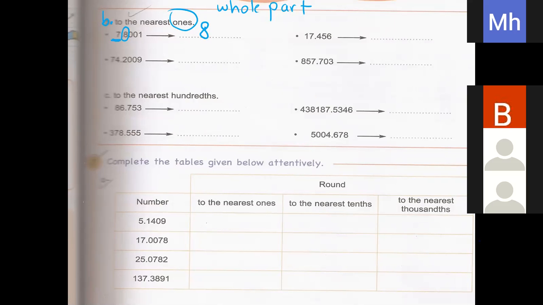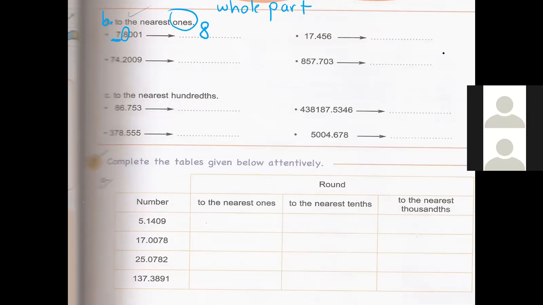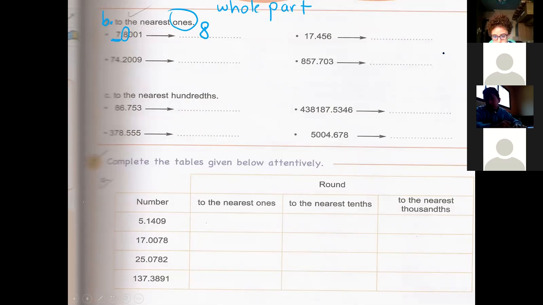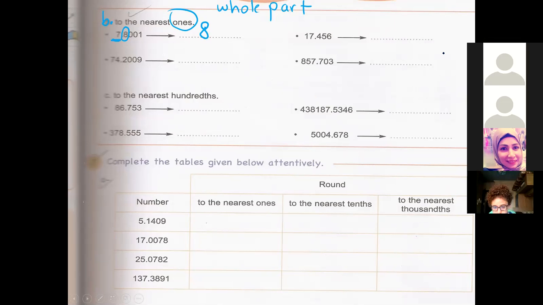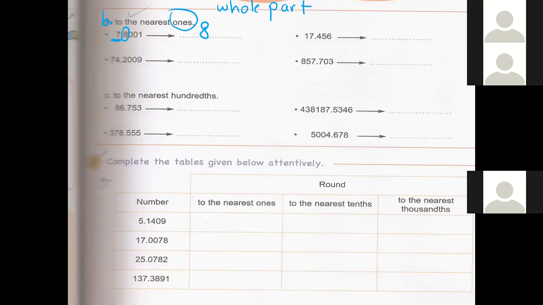74.2009. Yalla. We underline 7 and circle 4. Yes, 7 is the ones. Lin Zubd, which digit is the ones? No, 4. The point is the starting point, the 4 is the first digit, the ones digit. Then we circle 2. Is 2 less or more than 5?